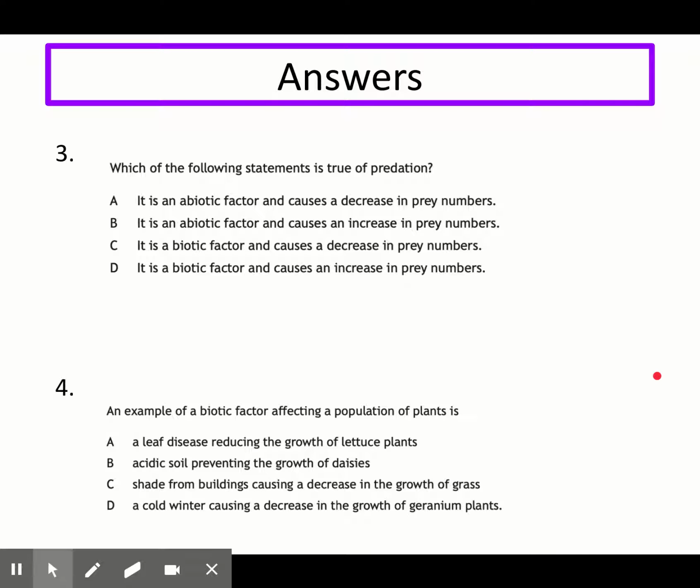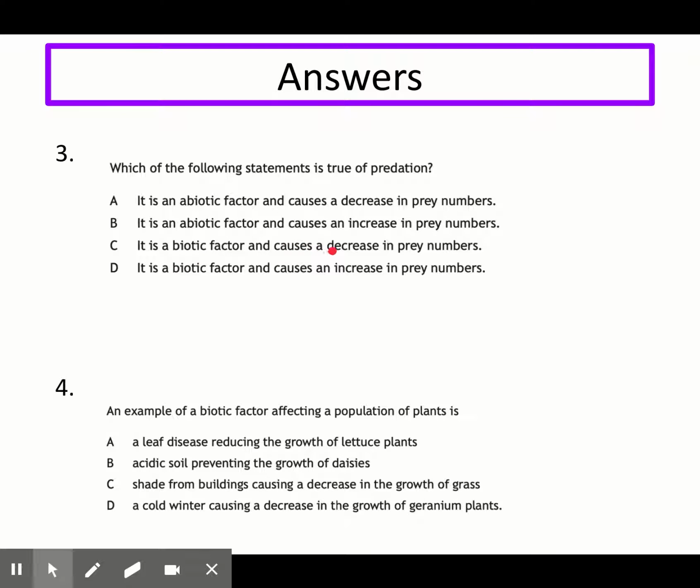So which of the following statements is true of predation? So there's 2 things this question is asking. We can see that from the multiple choice options we have here. The first 2 say it's an abiotic factor and the second 2 say it's biotic. So that's the first thing we need to choose. Well, we know predation is to do with living things, so it is a biotic factor. So this means we can narrow it down to C or D.